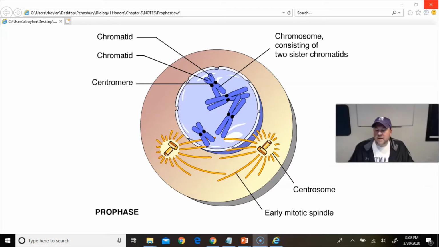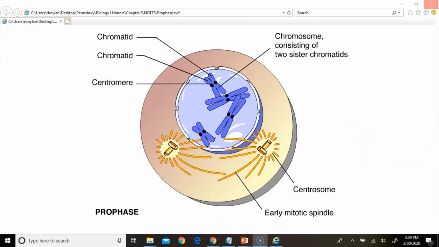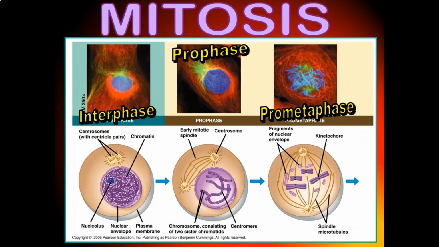Okay, so as you can see, there is an early spindle forming here. Those are those microtubules that we talked about. Only in this case, they're not part of cilia or flagella. They're not tracks for organelle movement. These are literally going to help us rip our chromosomes in half in our cell. And they come out of the centrosomes, which have these centriole pairs inside of them. So if we go back here, we can take a look.